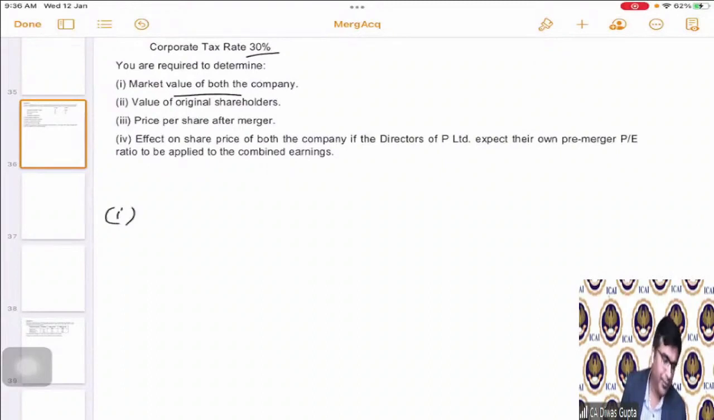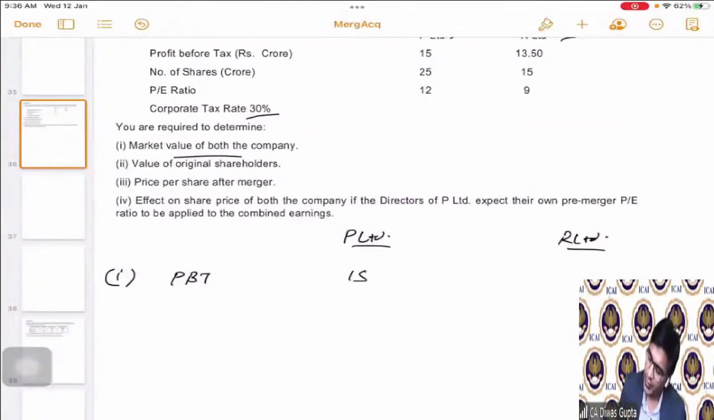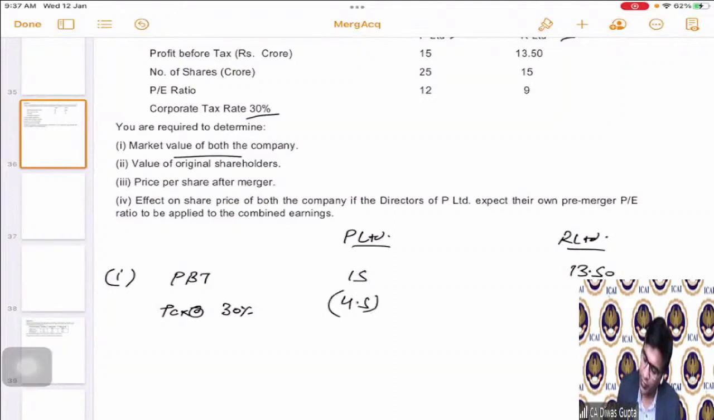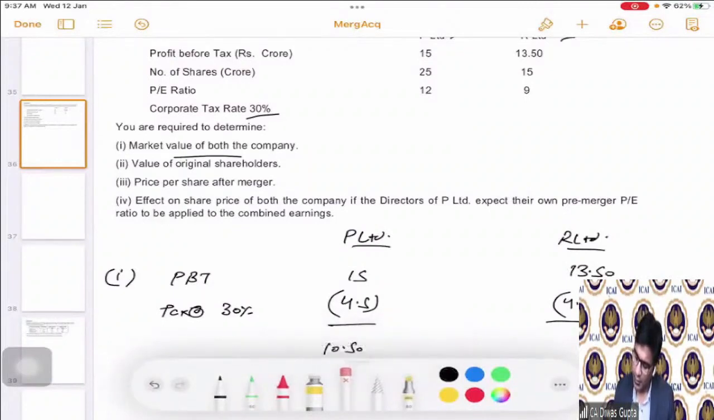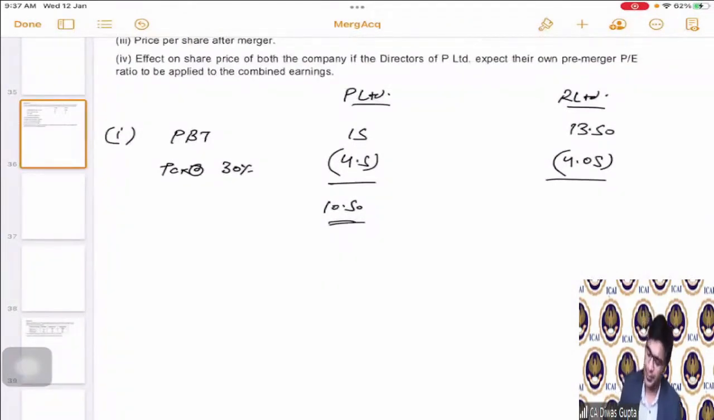Okay, let us just put the data here. P Limited, R Limited. So the PBT, profit before tax, is given as 15 and 13.5. Now students, please note, till now in every question they were giving us PAT. Now they are giving us PBT and they have given the tax rate separately. So we will take the tax impact first and then do the further things. So 30% on 15 comes as 4.5. On 13.5, 30% comes as 4.05. So this is 10.50 as PAT, and this is 9.45 as the PAT of R Limited.